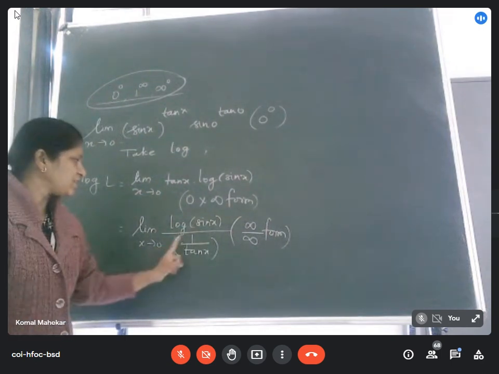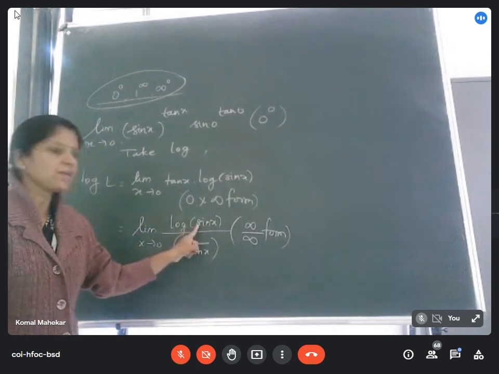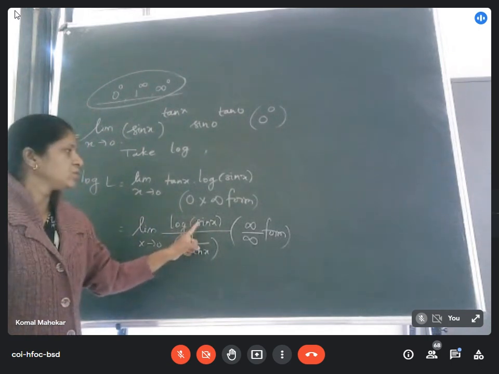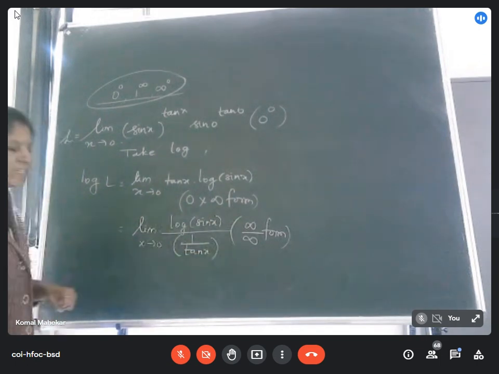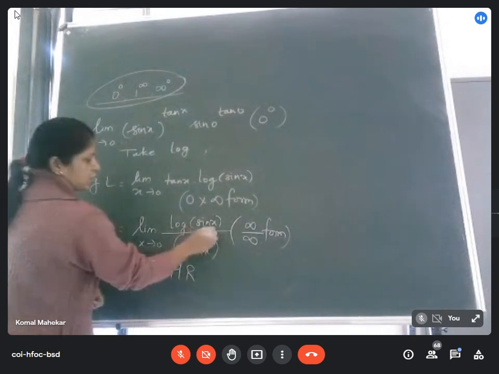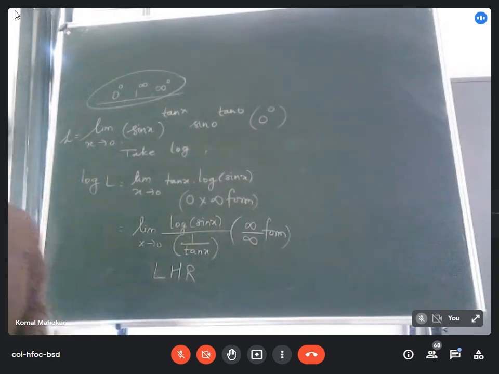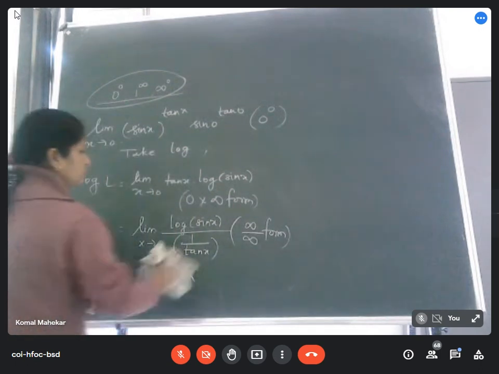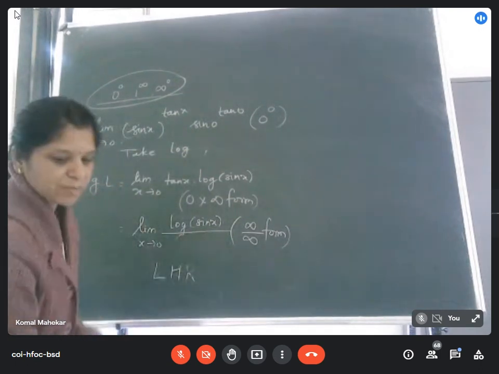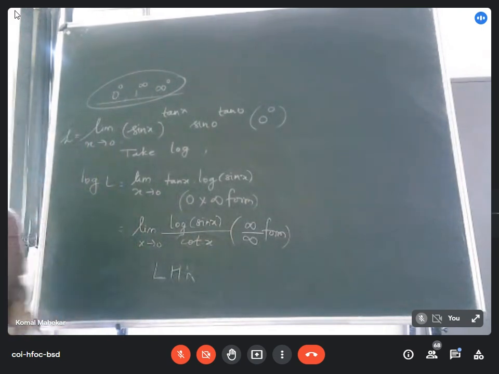By putting x equal to 0, 1 by tan 0 is 0, 1 by 0 is infinity, and log of 0 is infinity. So infinity by infinity form is there, and now we will apply the L'Hospital rule to this function. For this, 1 by tan we can write as cot also. So this can be written as cot x. 1 by tan is nothing but cot x.